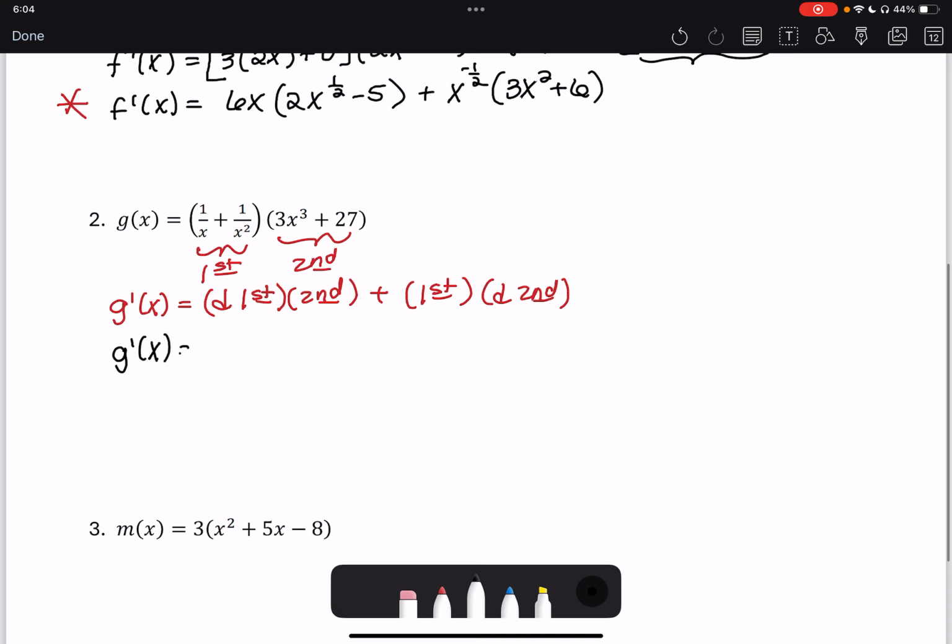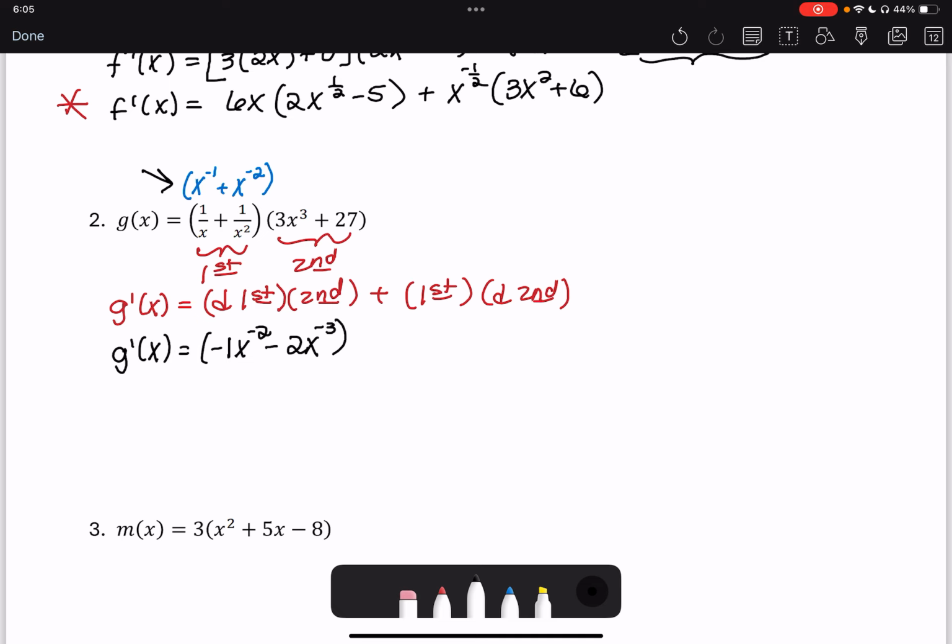So g prime of x will be, okay, now when we're doing the derivative of the first, you're going to want to think about the rewrite for that particular function. So your rewrite, I'll do it up here above, is going to be x to the negative 1 plus x to the negative 2. All right, and that is just getting it in a form so we can take our derivative, okay? So the derivative of the first, like I said, I'm going to use this rewrite here. That's going to be negative 1 x to the negative 2 minus 2x to the negative 3.